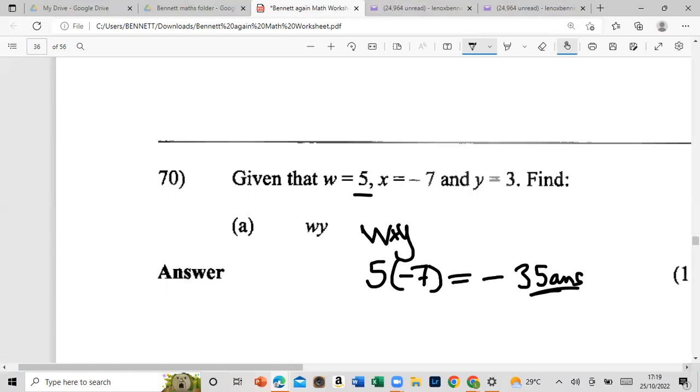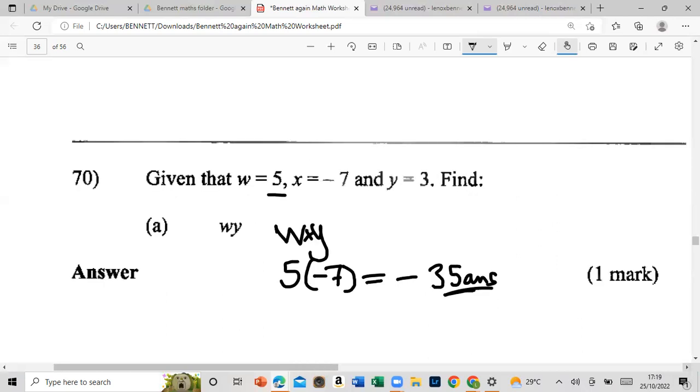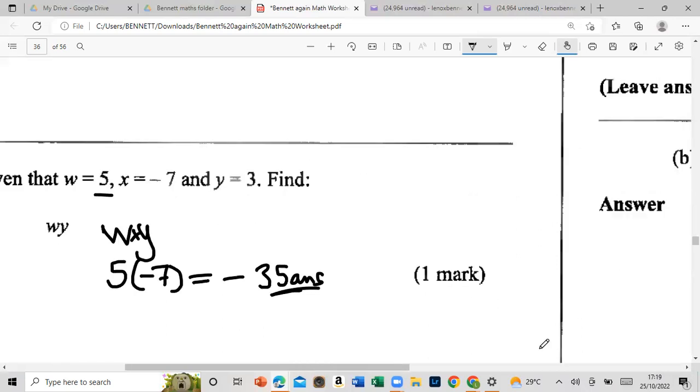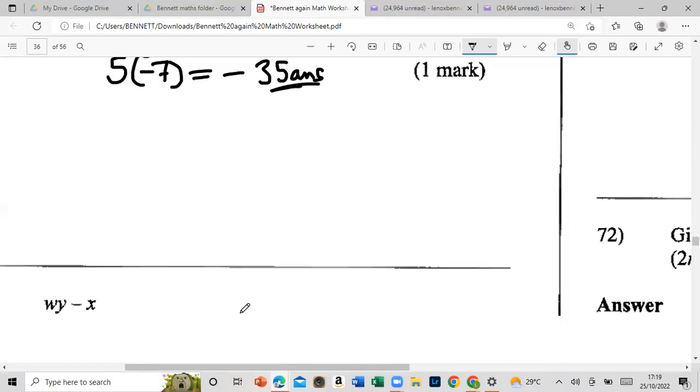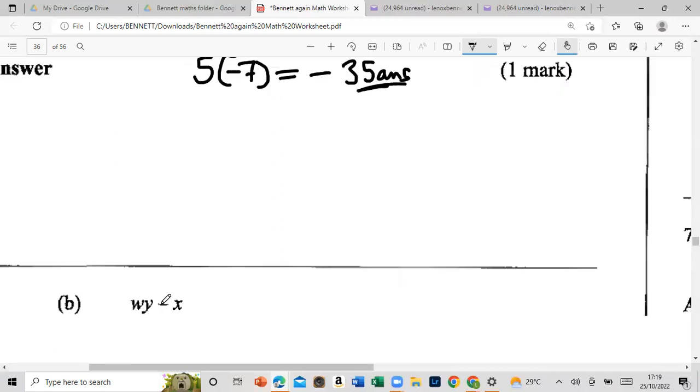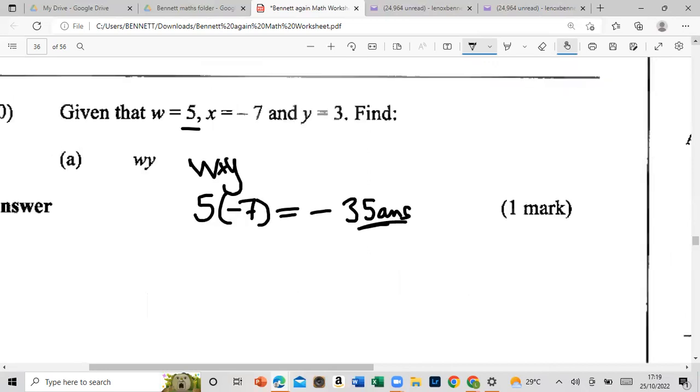Let's go over here. Oh, so there's a line drawn here, so that means it goes down. Alright, so we have wy minus x, but we just calculated wy, right? And we got negative 35, so it will be negative 35 minus x. What's the value of x? The value of x is negative 7.